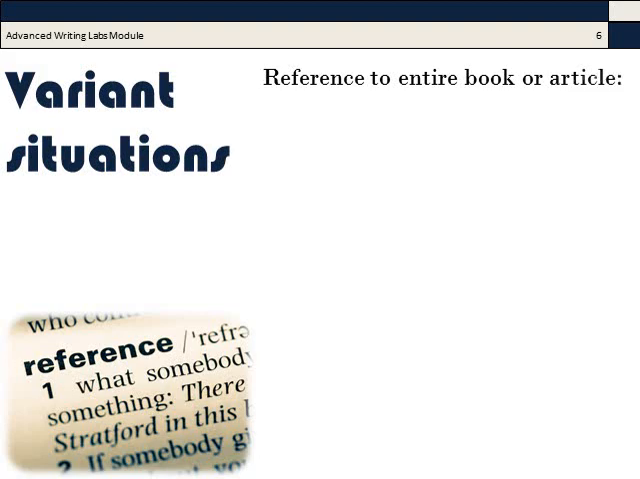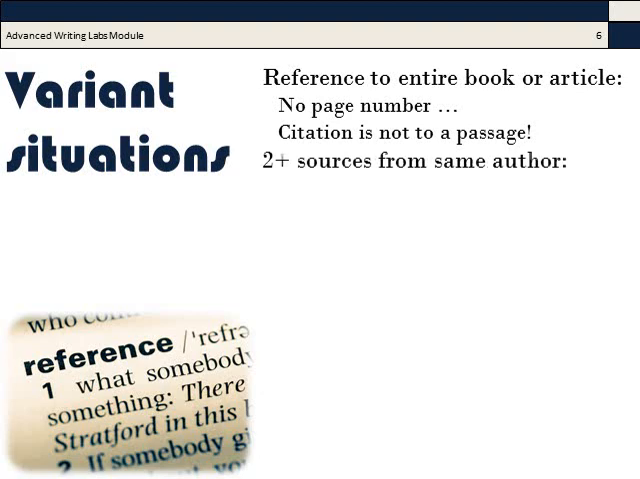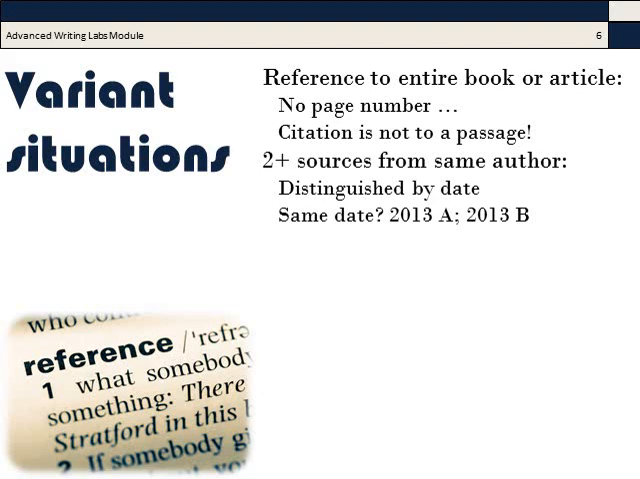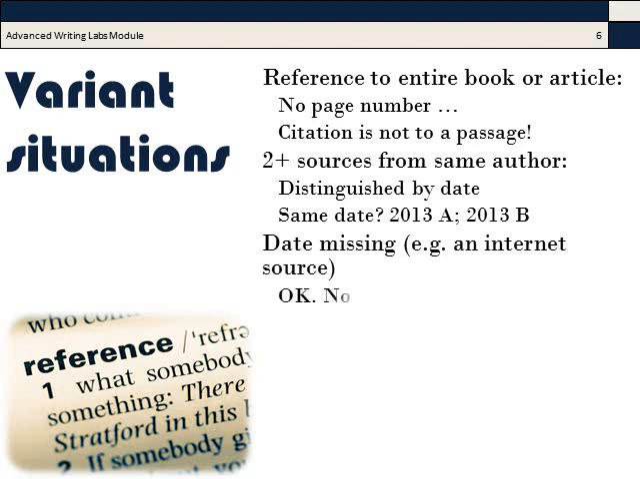If I'm going to refer to the entire book or article, I don't use a page number because I'm citing not a passage, but the entirety of the piece. Suppose I have two sources from the same author. Well, I distinguish those by date. If it's the same date, it could be 2013A and 2013B. But what if the date is missing, which is very common in internet sources? Well, okay, you don't have a date.